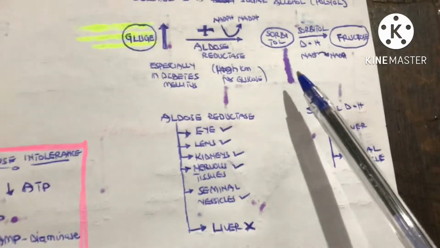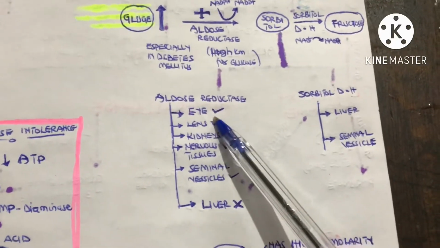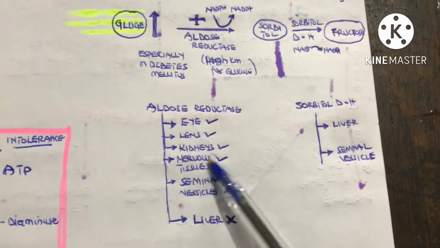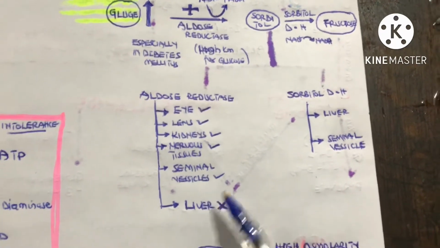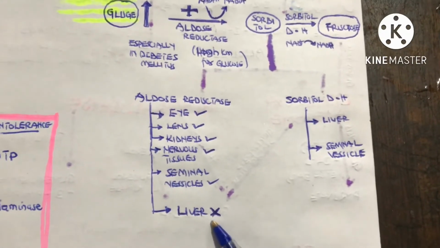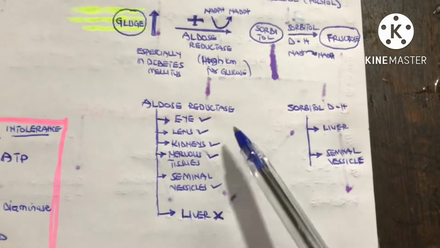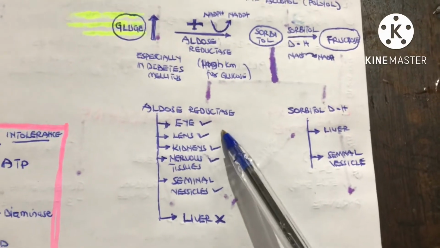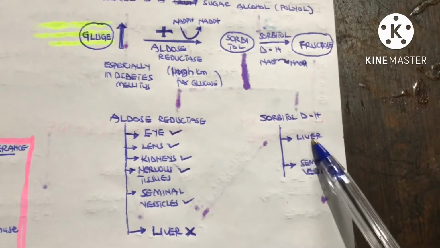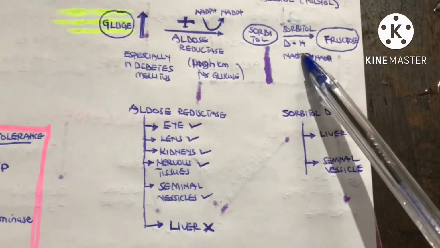But aldose reductase can be found in organs like the eyes, the lungs, the kidneys, the nervous tissues, and the seminal vesicles, but it is absent in the liver. Because aldose reductase is absent in the liver, we say that this sorbitol pathway is absent in the liver. But sorbitol dehydrogenase can only be found in the liver and seminal vesicles. These other organs lack sorbitol dehydrogenase.